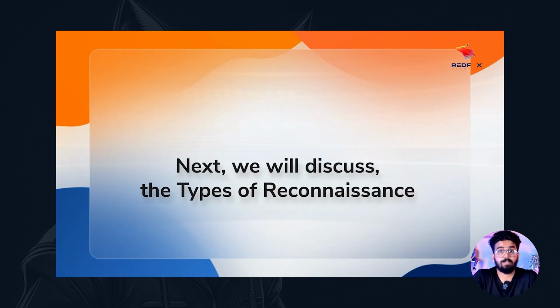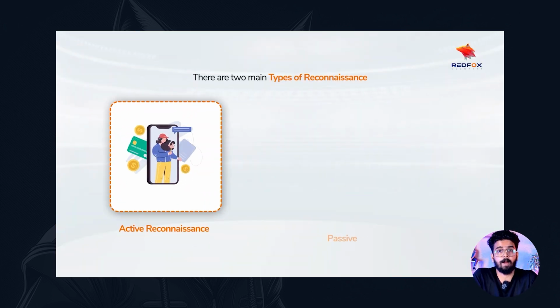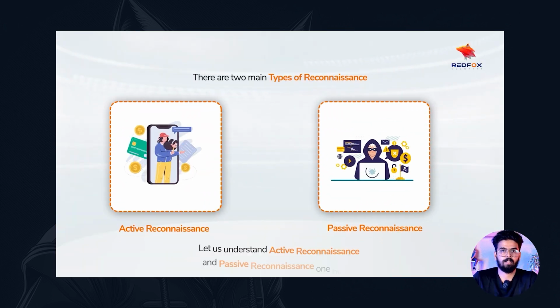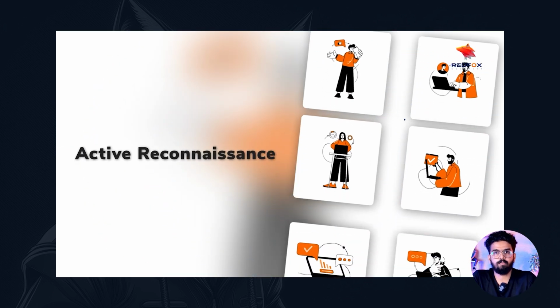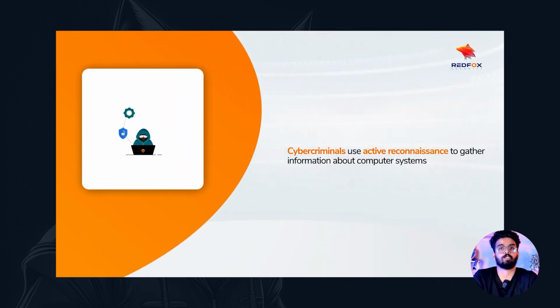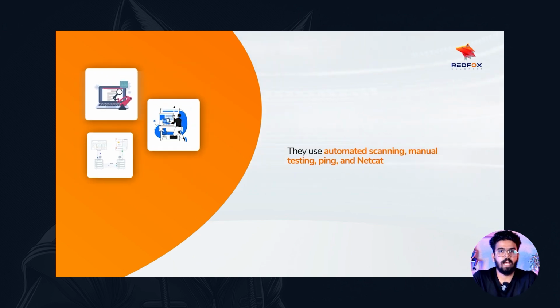Next, we will discuss the types of reconnaissance. There are 2 main types of reconnaissance: active and passive. Let's understand active reconnaissance and passive reconnaissance one by one. Let's begin with active reconnaissance. Cyber criminals use active reconnaissance to gather information about computer systems. They use automated scanning, manual testing, ping, and netcat.